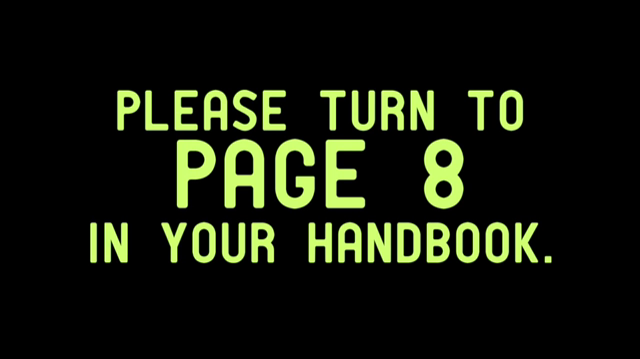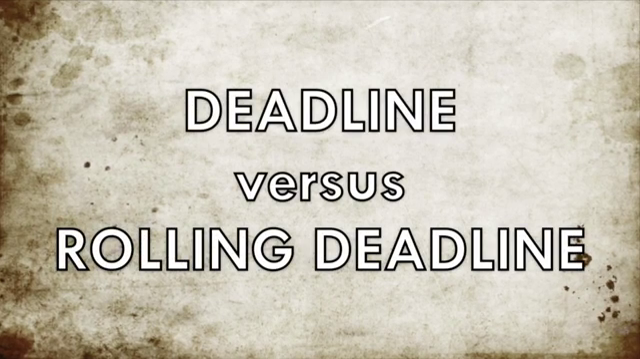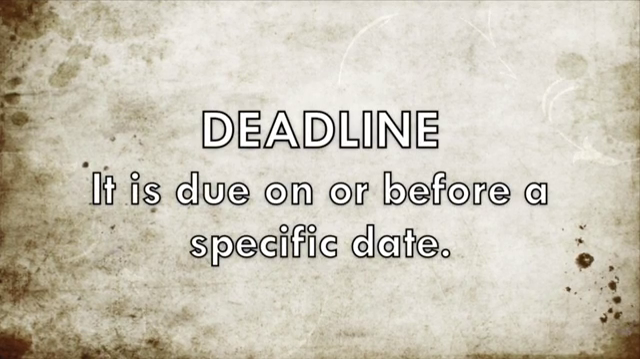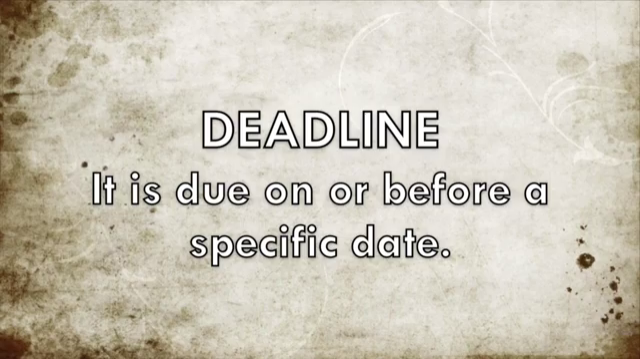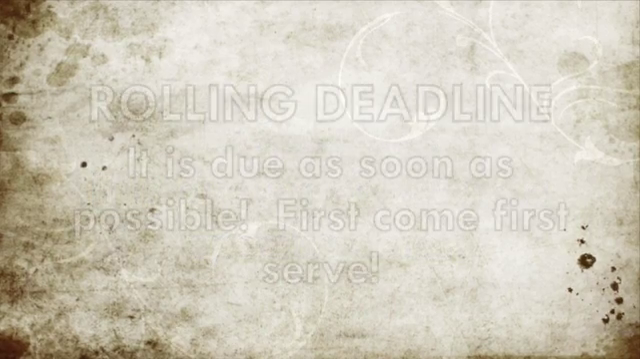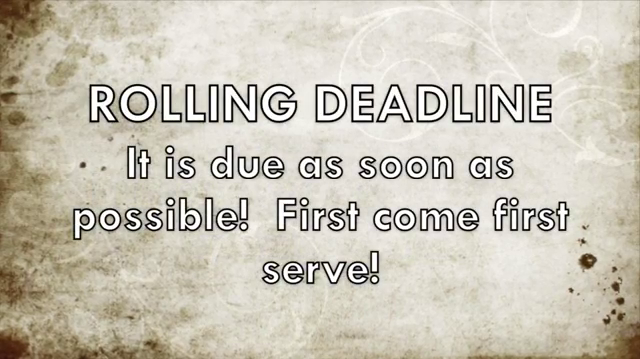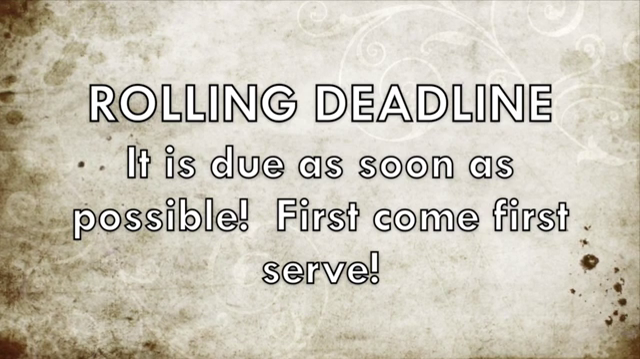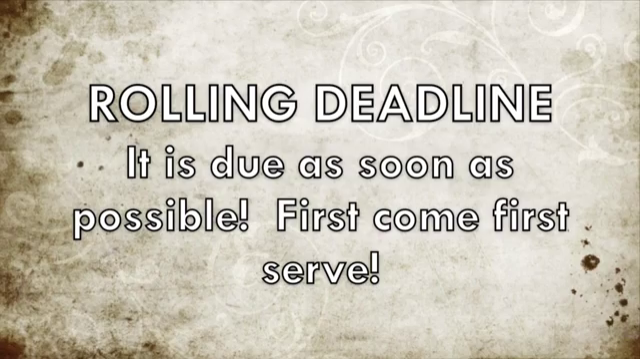Please turn to page 8 in your SGE handbook. We want to go over a little vocabulary for applications. A deadline versus a rolling deadline. If an application has a deadline, it is due on or before one specific date. If an application has a rolling deadline, it is due as soon as possible. They look at the first applications they receive and start filling up spots.